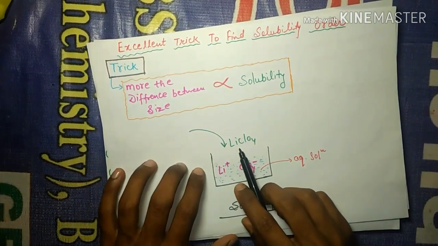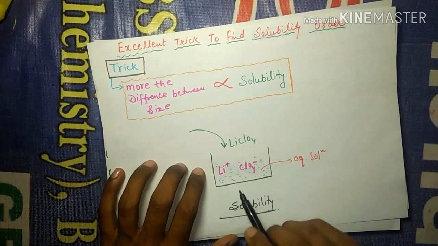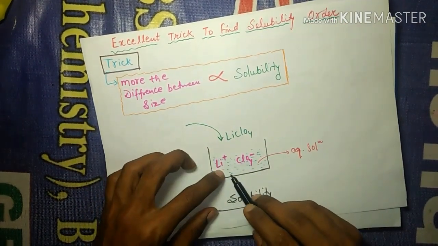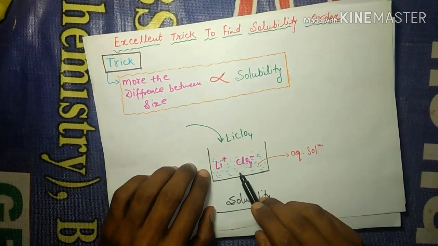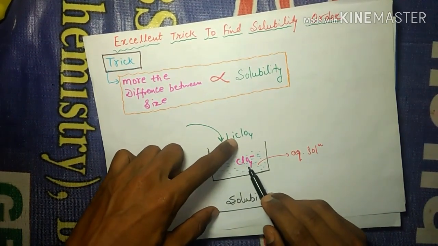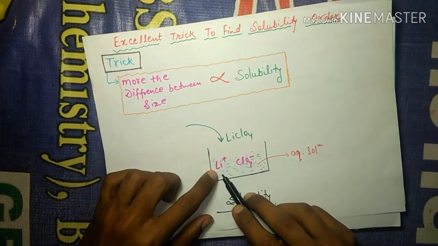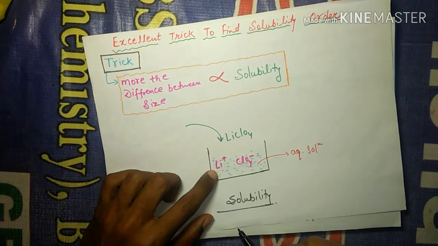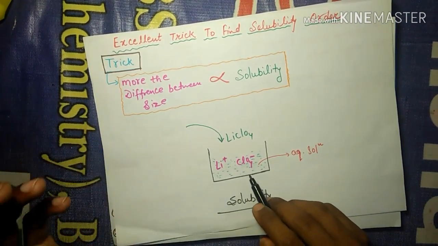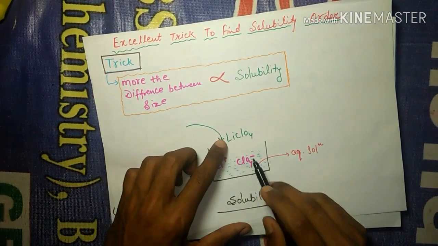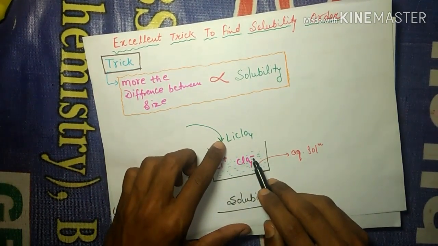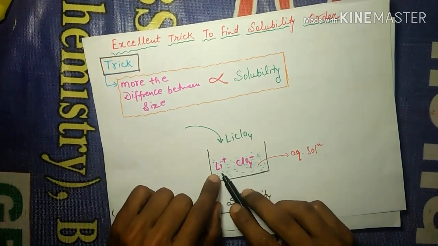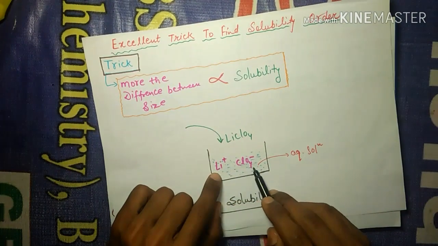Suppose I am taking a compound, a salt, LiClO4, and I have put this compound in an aqueous solution. Then what we see is that LiClO4 dissociates into two ions. The first is Li plus and the second ion is ClO4 minus. This is solubility. Whenever we dissolve a salt in an aqueous solution, it dissociates into two ions, like in this example, Li plus and ClO4 minus.